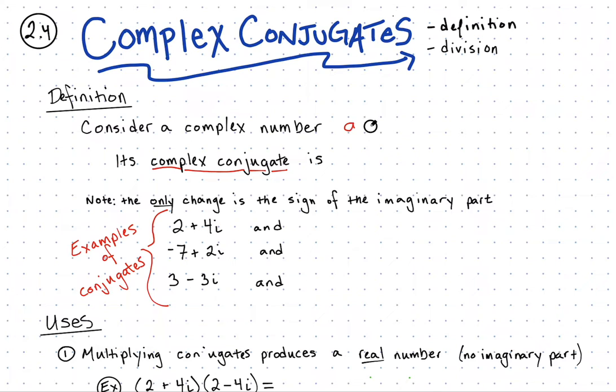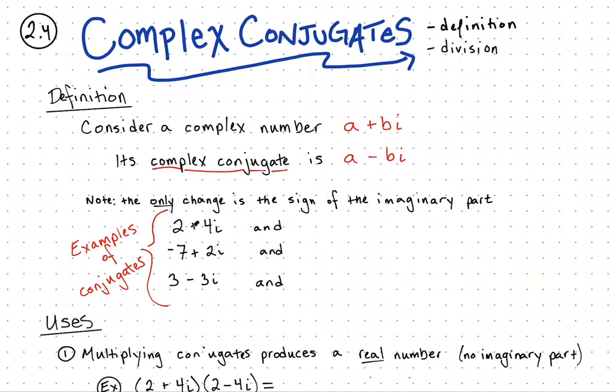So real quick, the definition is I want you to consider any complex number, and remember complex numbers are of the form a plus bi, and this is our real part over here, and this is our imaginary part, bi. And every complex number has a complex conjugate. So this number's complex conjugate is just a minus bi. Very, very similar. The note here says the only change is the sign of the imaginary part. So a stays the same, the real part stays the same, but the plus bi becomes a negative bi, or vice versa.